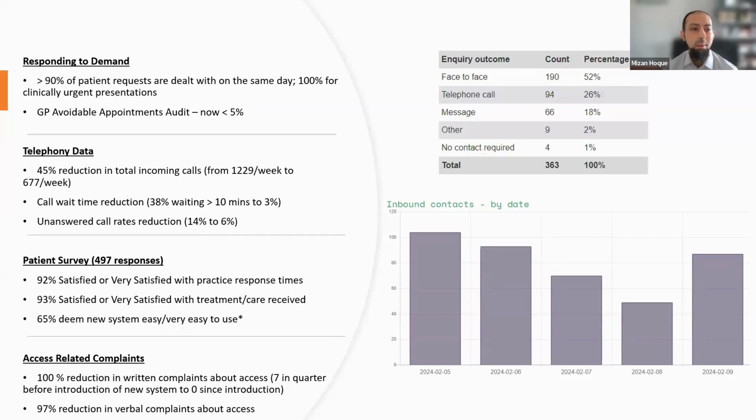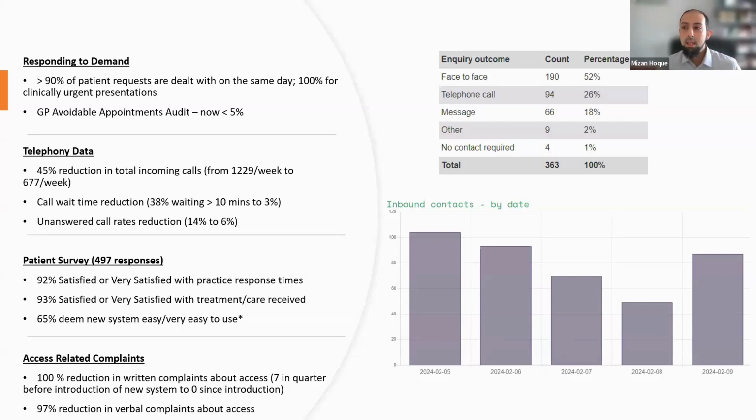And now the core metric, our patient survey. So we've surveyed around 500 of our patients. About 90+% are satisfied or very satisfied with the response times. More than 90% are satisfied or very satisfied with the care received. 65% deem the new system to be easy or very easy to use. So there has been a lot of feedback about the actual system. Some have said it's a bit cumbersome, it's a bit clunky, there are a few IT systems, and that's something, I mean, it's beyond our immediate sphere of control, but it's something that we're definitely going to think about.